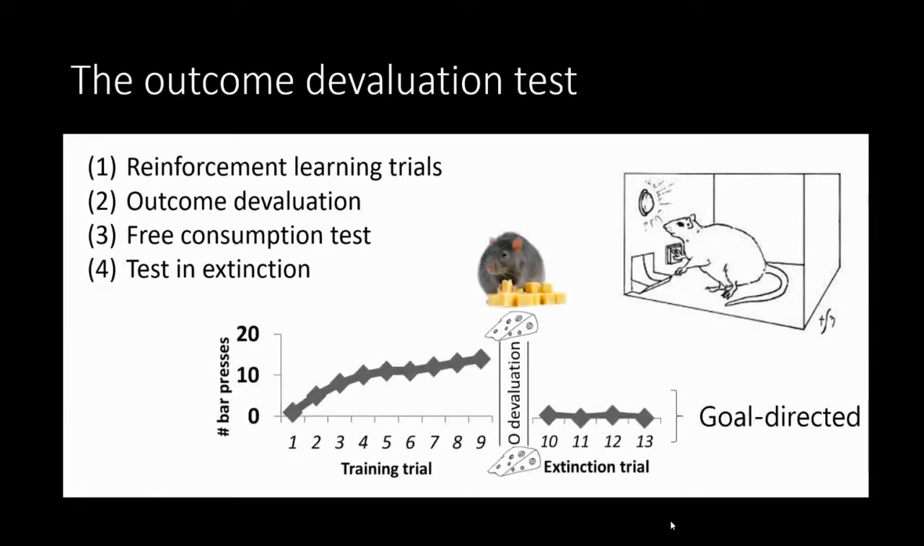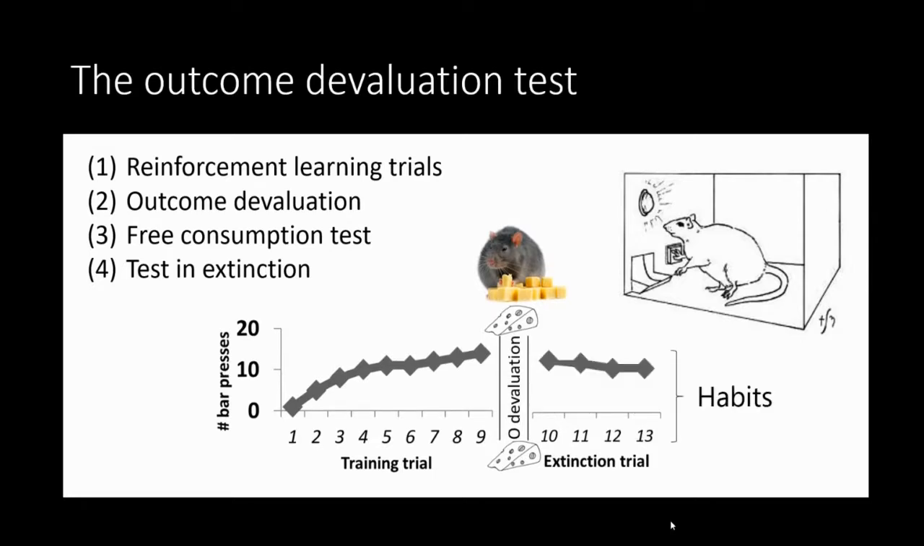If the rate of responses goes down, in that case, that behavior is controlled by the goal-directed system, okay? Because the animal has an ongoing representation of the value of the outcome and can act in consequence of the actual value of the outcome. But if the responses are not changed after the devaluation, then we can infer that probably these behaviors are produced by the habit system.